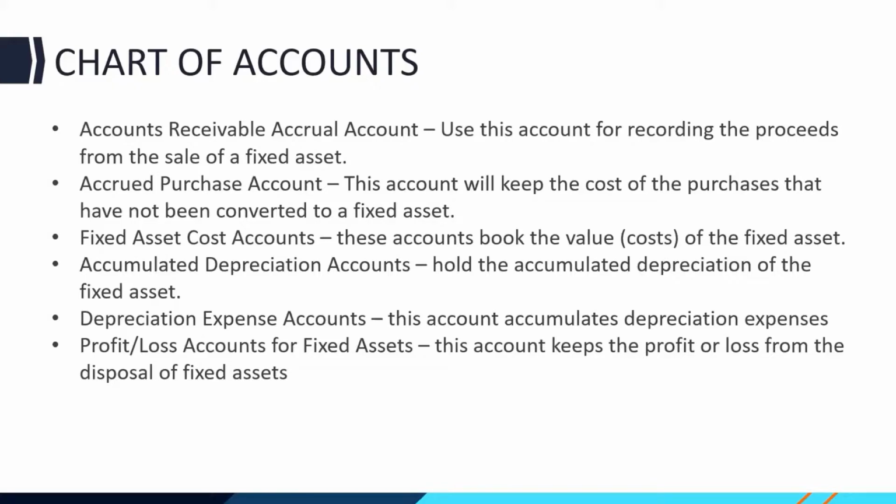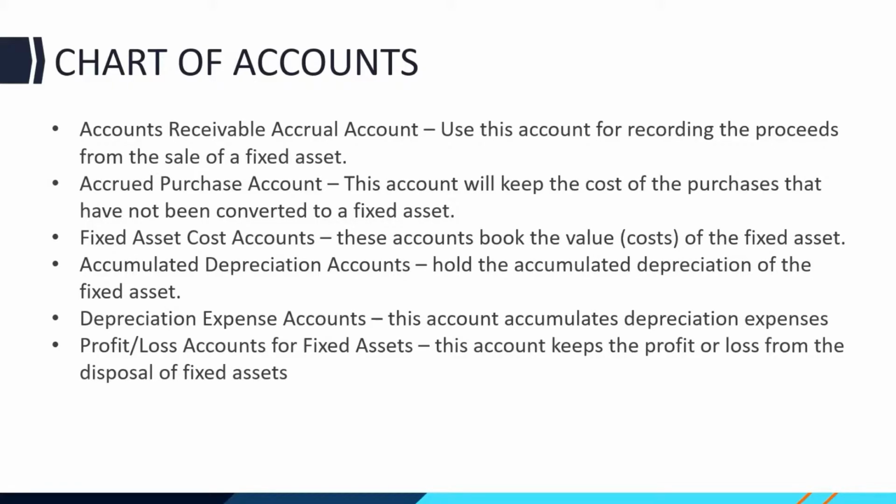Fixed asset cost accounts. These accounts book the value of the fixed asset. Accumulated depreciation accounts. These accounts hold the accumulated depreciation of the fixed asset. Or depreciation expense account. This account accumulates depreciation expenses. And then lastly, profit loss account for fixed assets. This account keeps the profit or loss from the disposal of fixed assets.